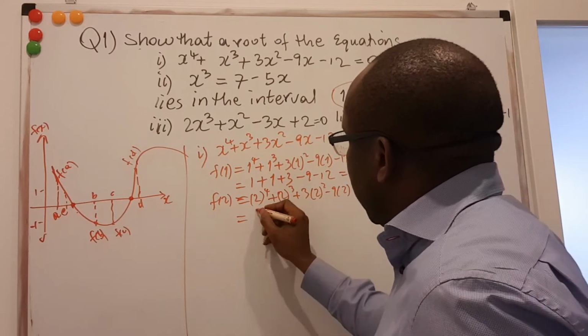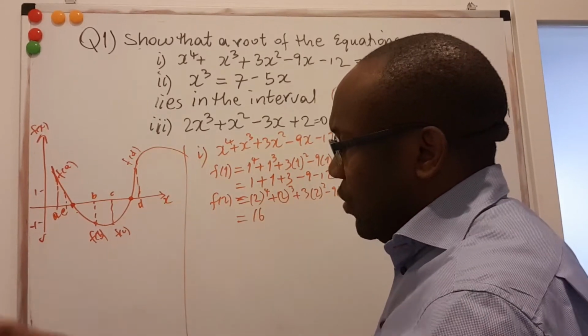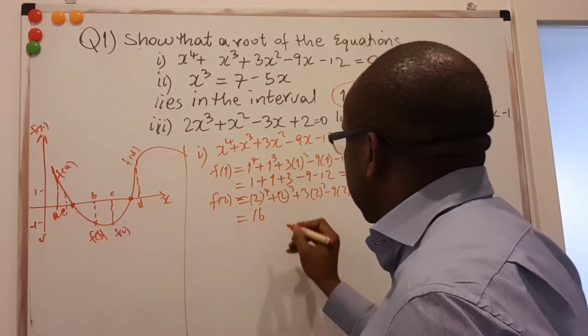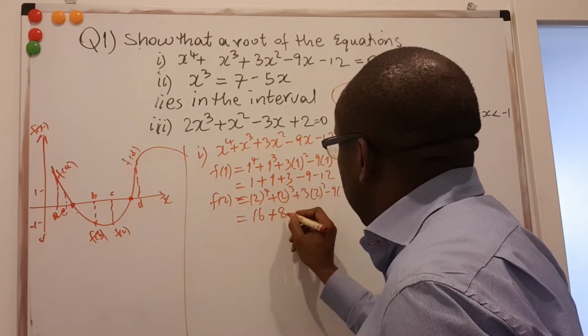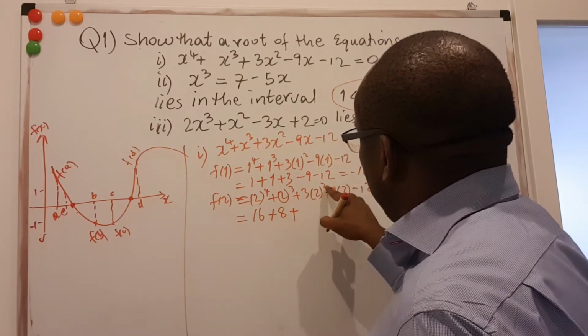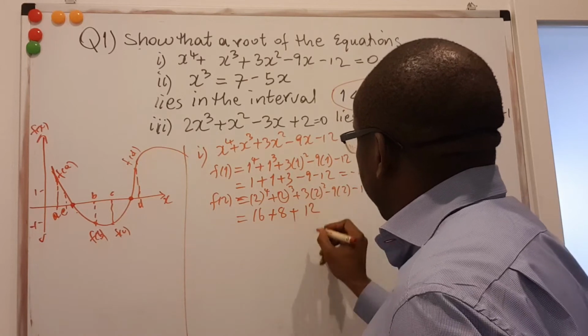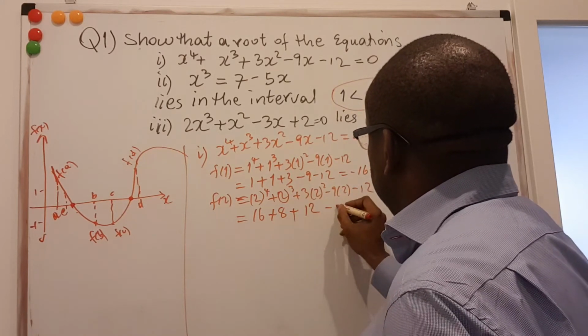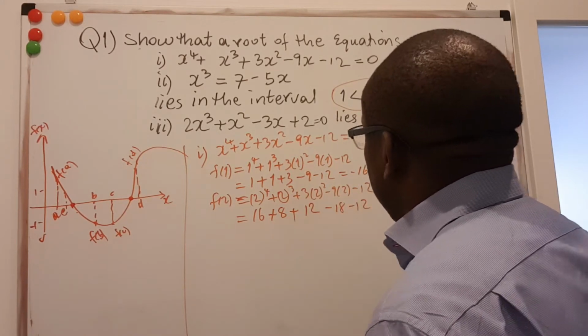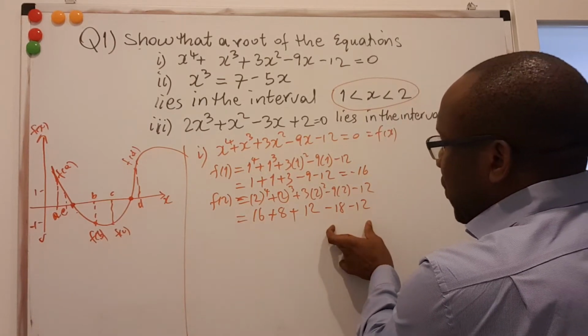2 to the power 4 is 16. 2 times 2 is 4, times 2 is 8, times 2 is 16. Plus 2 to the power 3 is 8. 2 to the power 2 is 4, times 3 is 12. Minus 2 times 9 is 18. Minus 12. So yeah, this is minus 30.